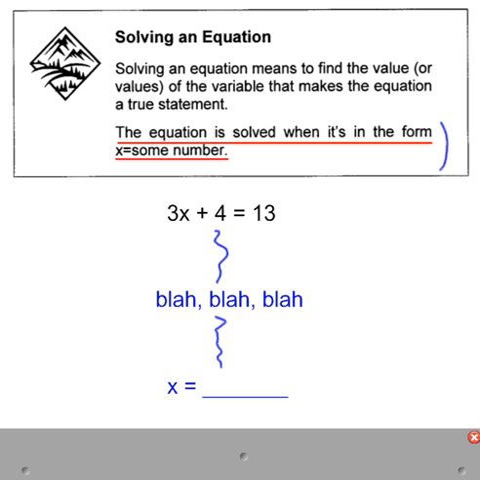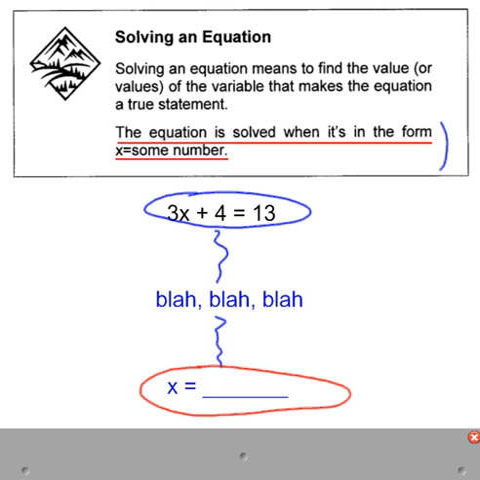So if we're trying to solve this equation here, whatever happens in between, this blah, blah, blah part, we know we're at a solution when we have something that looks like this at the bottom. So when we have x on one side, a number on the other, we know we've solved it.